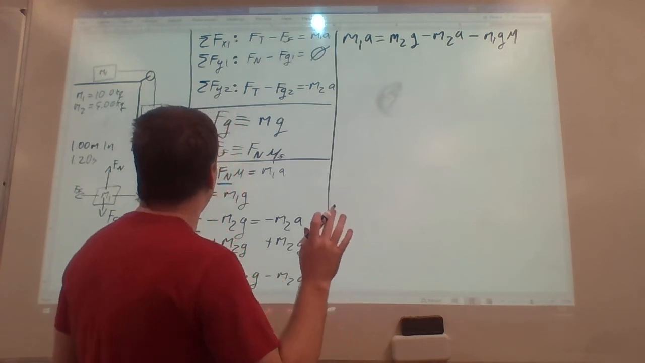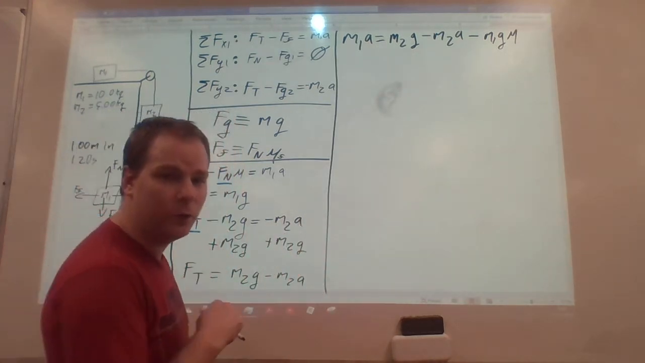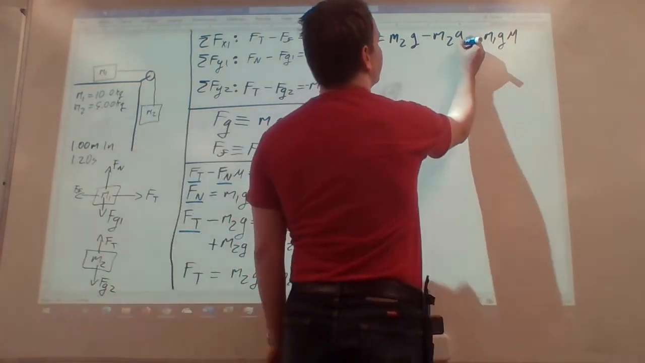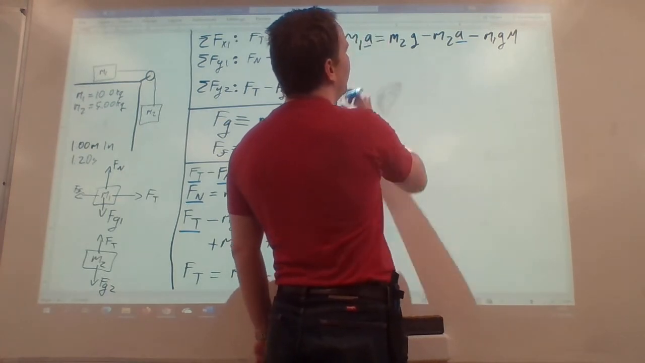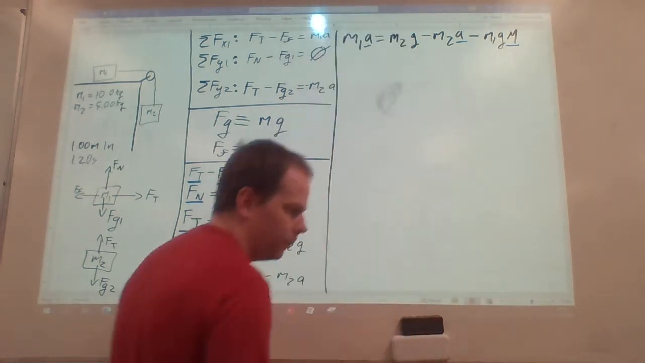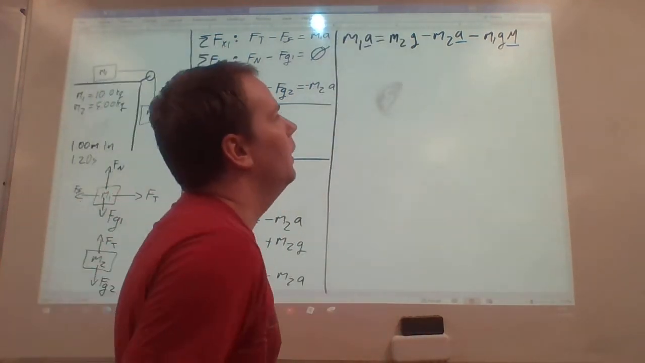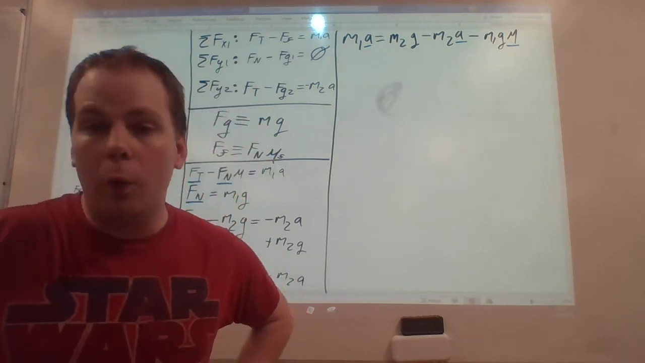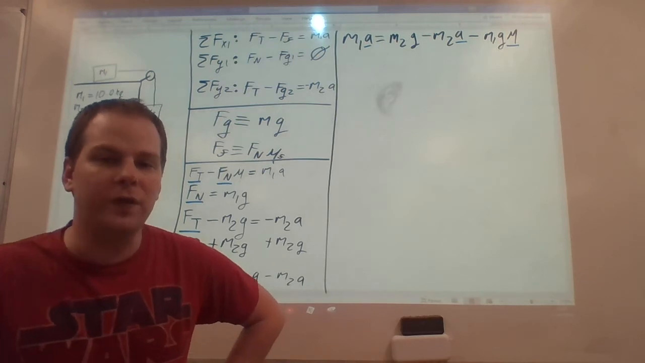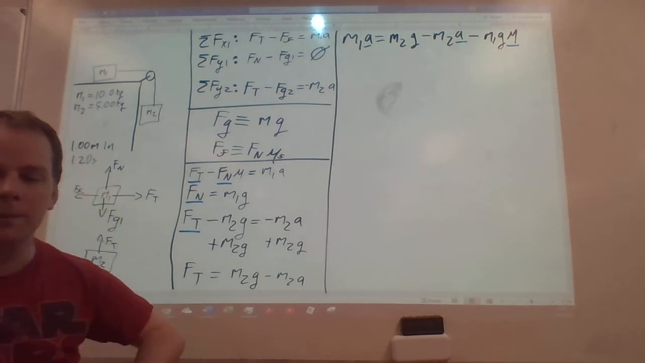Okay, we've eliminated FT and FN from this equation, but we still have two things that we don't know. We do not know a, which is present twice, and we do not know mu, which is present once. This is a problem. We have to know one of these in order to find the other. So this is where this information right here comes in.